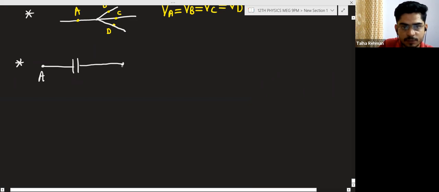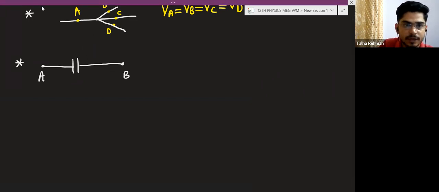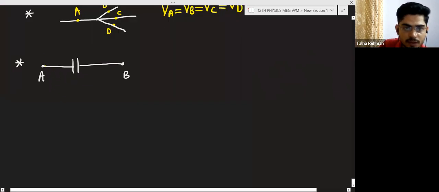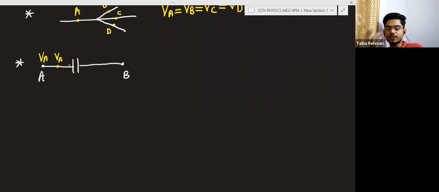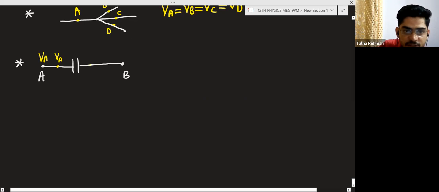This is point A, this is point B, and the potential here is VA. Here also the potential is VA. And now if you are going like this, in between there is a capacitor. This capacitor will take some voltage. The voltage means energy. It will consume some energy. So here there is a change in voltage.